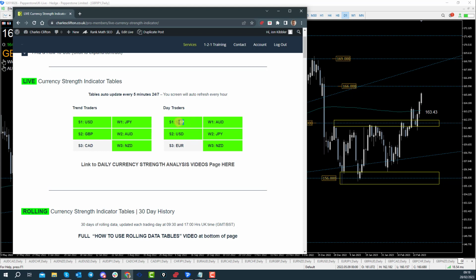So we're going to be focusing our attention on the pound today. We're going to be checking out pound yen and giving a little bit of an update to pound Aussie, as we've been looking at that market recently as well. So let's dive straight into pound yen.